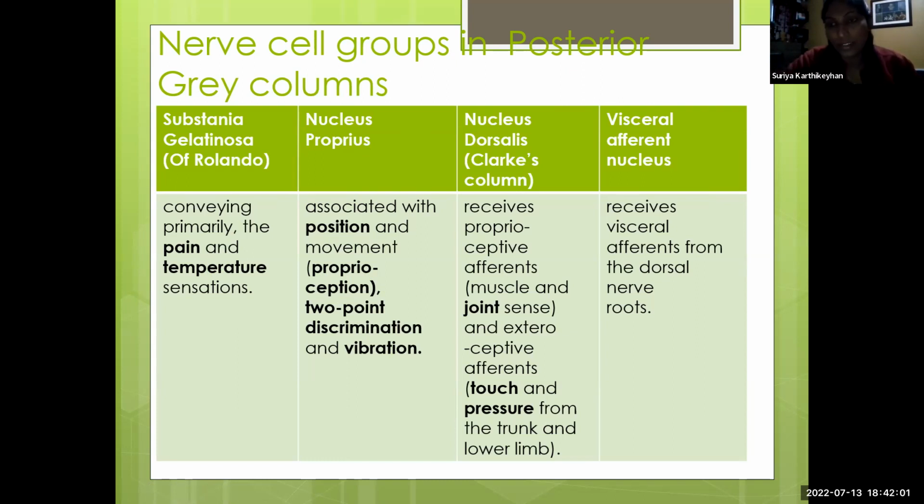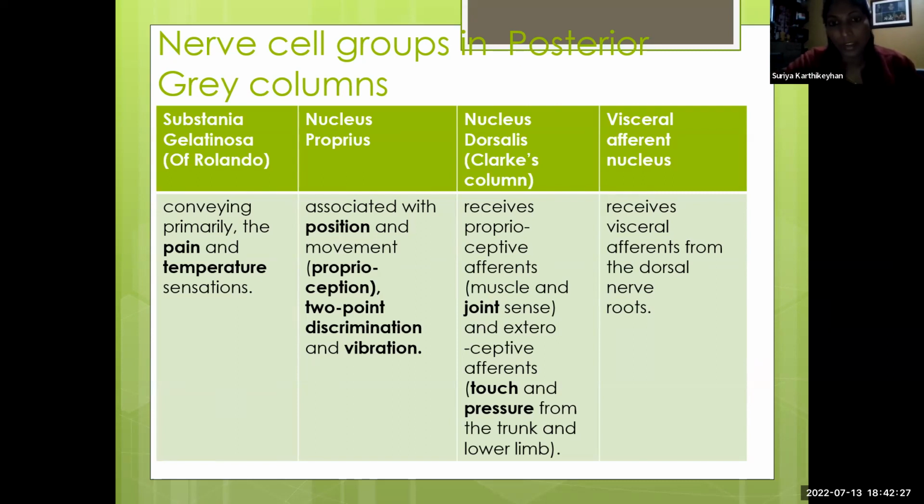At what level do they reach the spinal cord? The pain sensations and temperature sensations will reach the substantia gelatinosa of Rolando. Whereas the position sense, vibration sense, and 2-point discrimination: what is meant by 2-point discrimination? When we can discriminate between 2 points, that is called 2-point discrimination. The distance between the 2 points can be discriminated. All these sensations will be reaching the nucleus proprius.